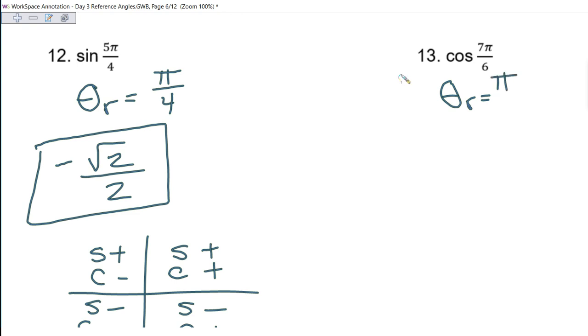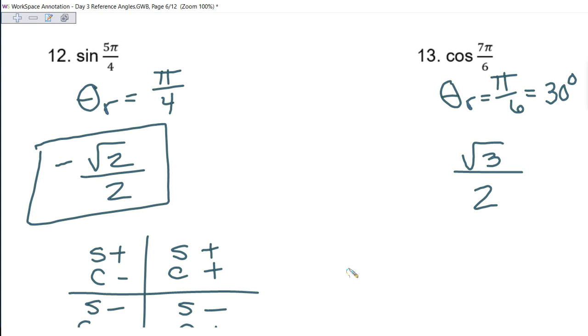Pi over 6 is the same as 30 degrees. So if I'm talking about the cosine of 30 degrees, what's the cosine of 30 degrees? Square root of 3 over 2. Now I have to decide, is it going to be a positive square root of 3 over 2 or a negative square root of 3 over 2?